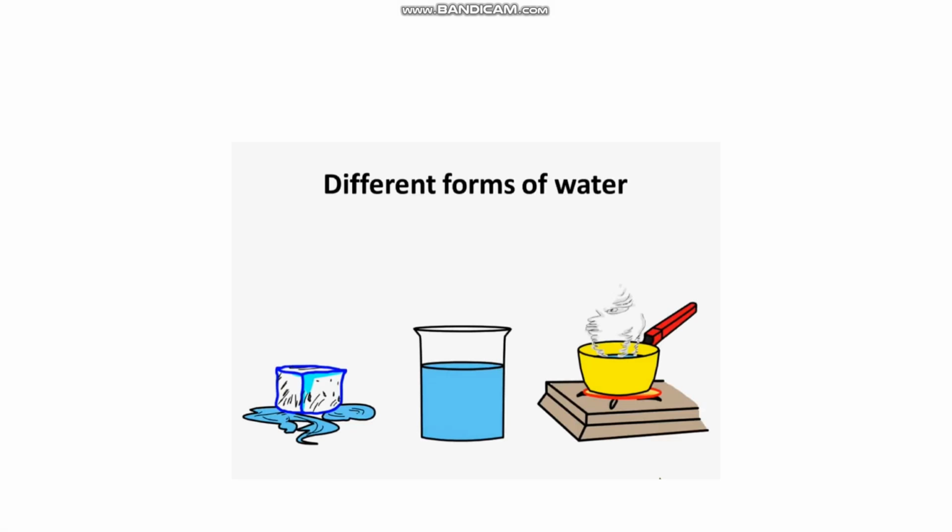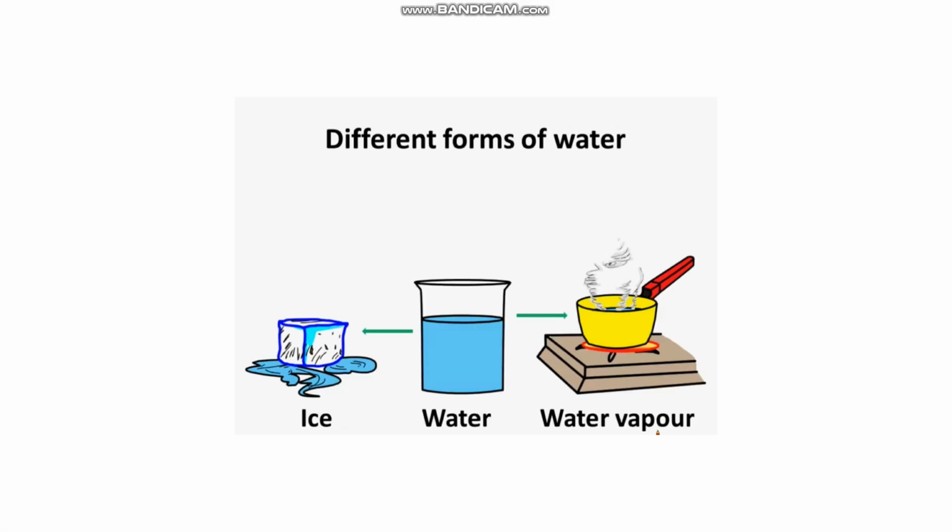So what are these? We have already known the different forms of water. This is water, and on heating, water changes into water vapor. On the other hand, water on freezing changes into ice. You might think, how are the water, ice and water vapor different from each other? Let us see. This is an ice cube.